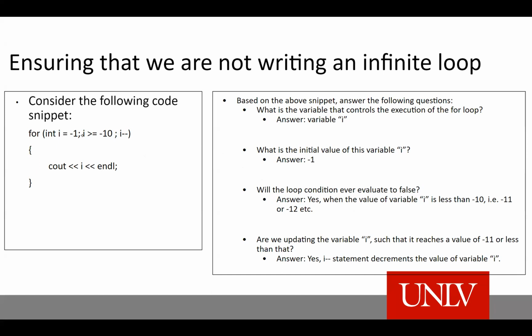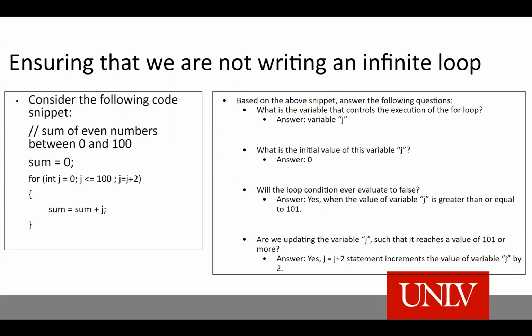And what am I doing so that the value of i becomes -11 and eventually the for loop execution stops? I'm writing a decrement statement inside the update part. So I'm taking steps, starting at -1 and eventually reaching -11, so that the for loop execution stops at a particular time. And to do this, from -1 to -11, I'm decrementing i by 1. So by answering this series of questions, I can write better for loops which never get stuck in infinite loops.